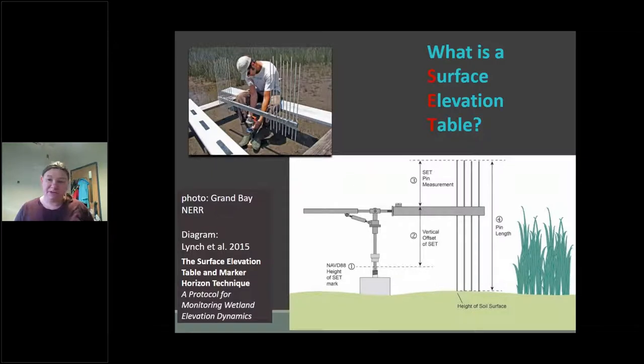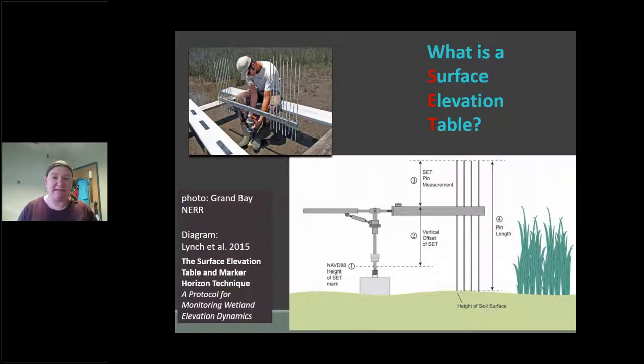For those of you who aren't familiar with surface elevation tables, they're a way that we can really precisely measure the marsh surface and where it is. That collar in the bottom center of the diagram on your screen is a permanent installation in the marsh, and then this arm that's sticking up over it is something that's taken out every time you get measurements. Typically, there are four different directions that you measure.